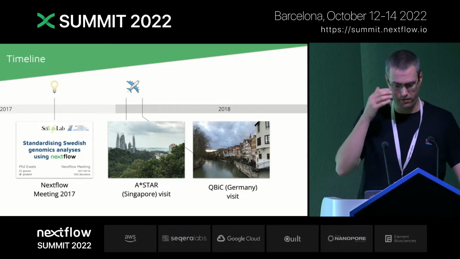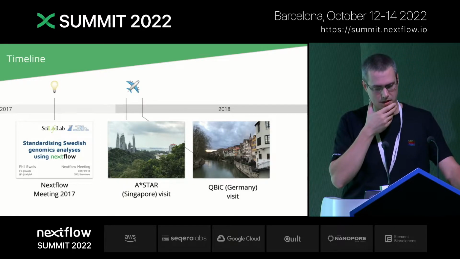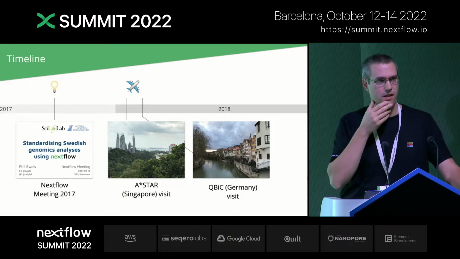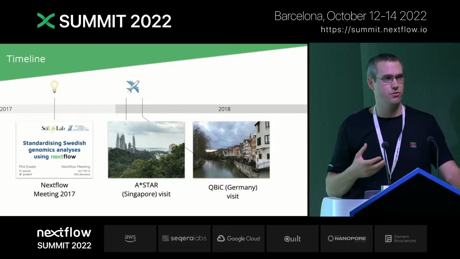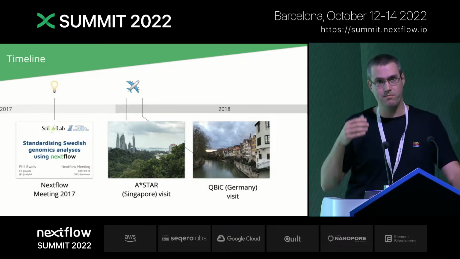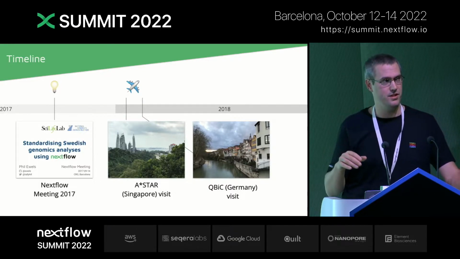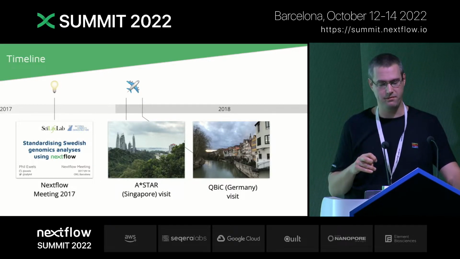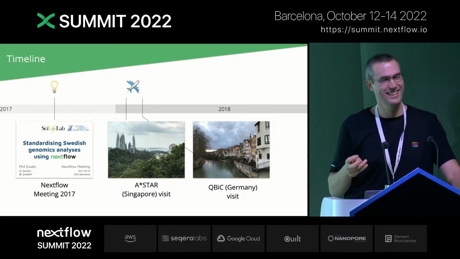So after a couple of visits, both first to Singapore and then to visit in Germany, we came up with the ground rules of how this new community would work. The first guidelines, the name, the logo. Apologies for not the best design. I didn't realize it would one day have thousands of people contributing.